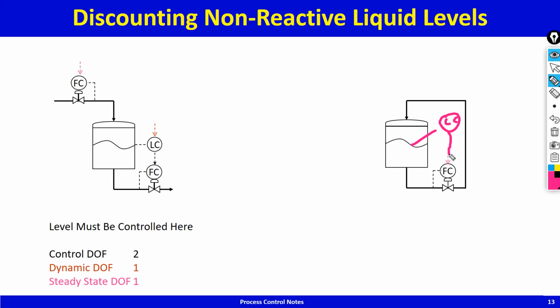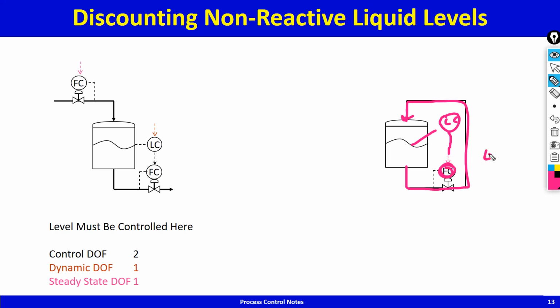But if you apply your mind, do you see that this level actually cannot be controlled? Because you make a change here, this flow changes, outflow changes by the same amount, so inflow minus outflow remains 0, so level doesn't change. So there is no cause and effect relationship. You can keep changing this flow and it won't make a damn difference to the level.